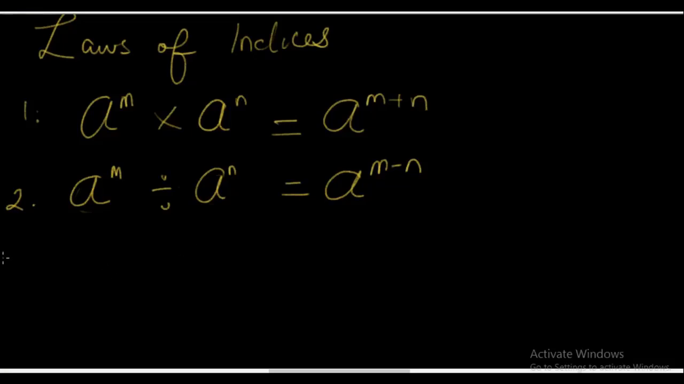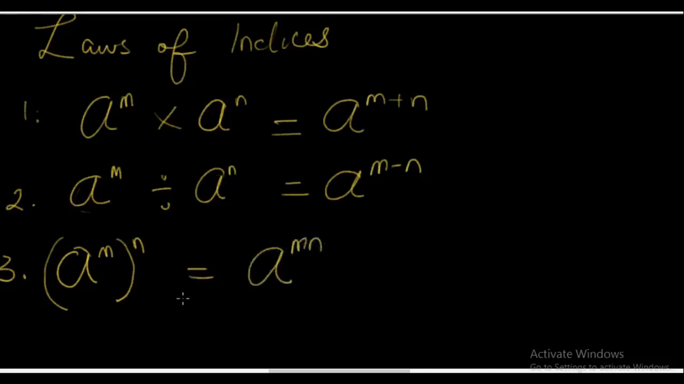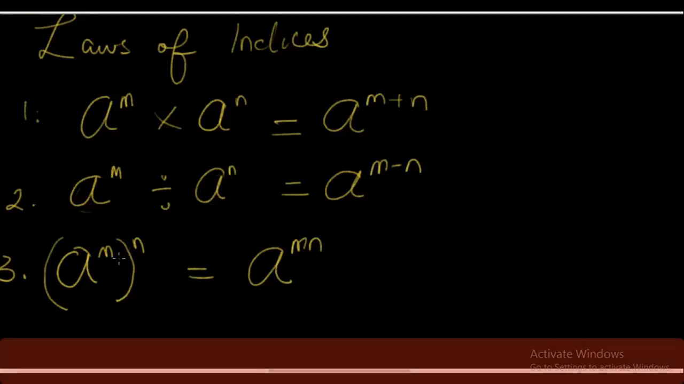Now let's go to rule number 3: a raised to power m, in brackets, raised to the power n is equal to a raised to the power m times n. This is very simple. All you have to do is multiply the index by the power to which the index and the base are raised. Okay, now let's move to rule number 4.